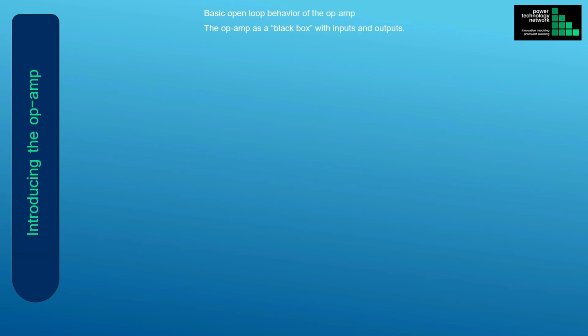The course starts by introducing the op-amp to the student. The analysis starts with the open-loop behavior of the op-amp, and it treats the op-amp as a black box with inputs and outputs. This model has two signal ports, namely an input and output signal port, as well as a third power port.